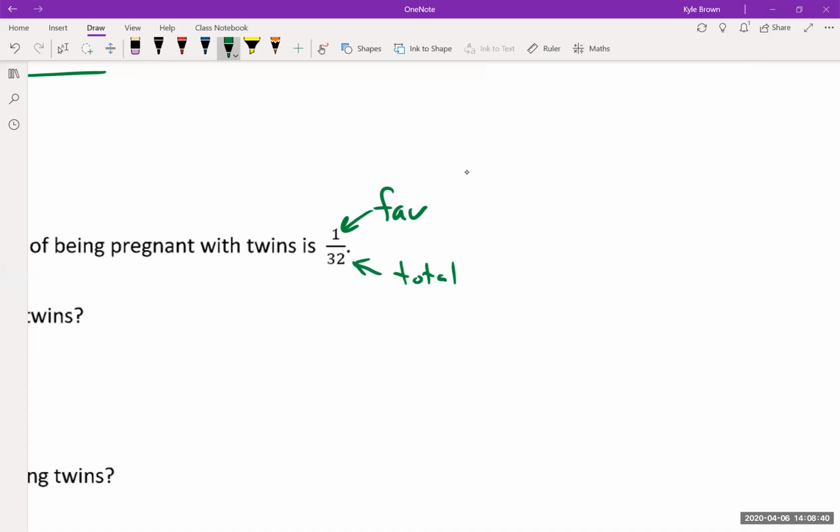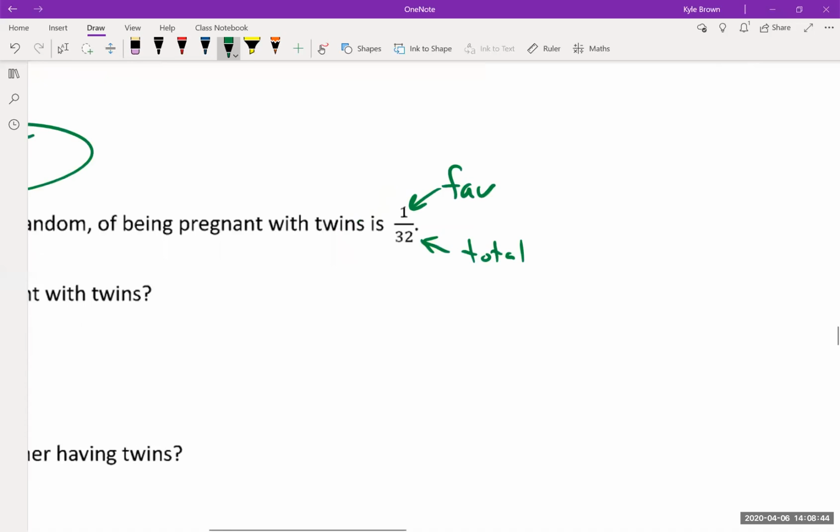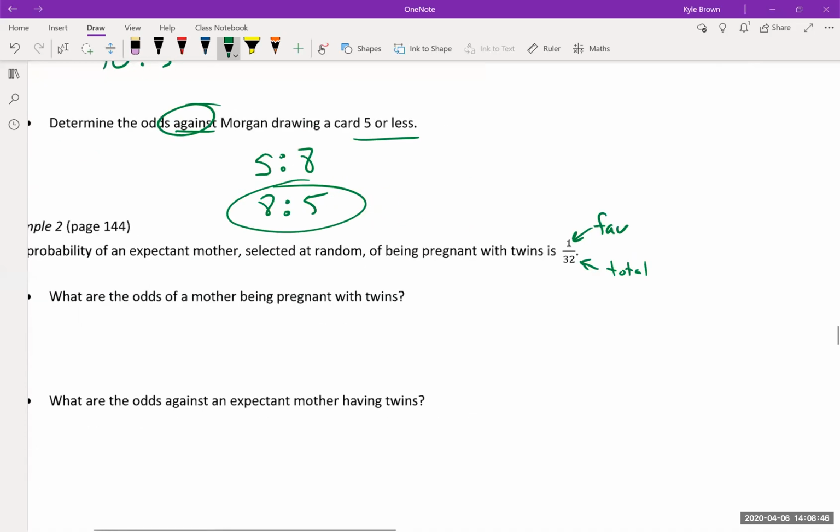Favorable over total. Now they're asking what are the odds of a mother being pregnant with twins. So they gave us the probability and they want the odds. Favorable is still favorable. So the odds here will be 1 and then dot dot. And then the big question is, what will that side be? What will my unfavorable be?